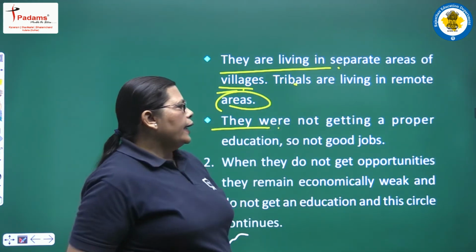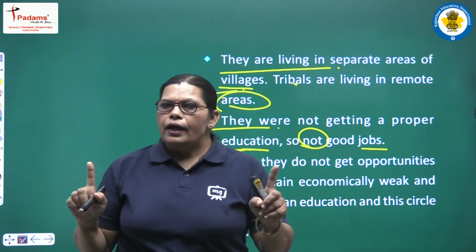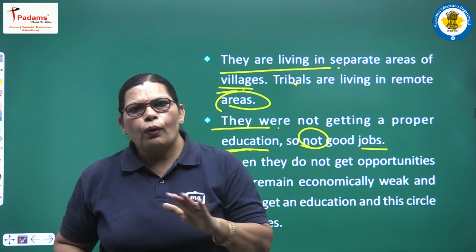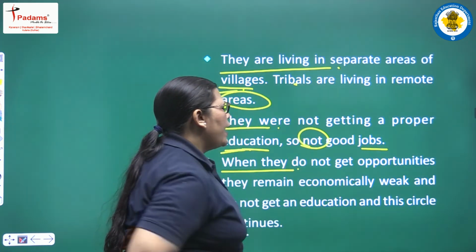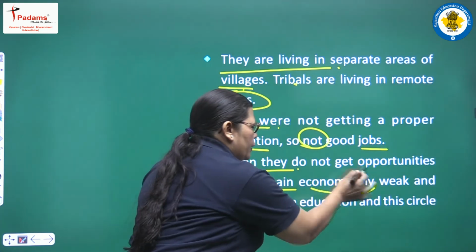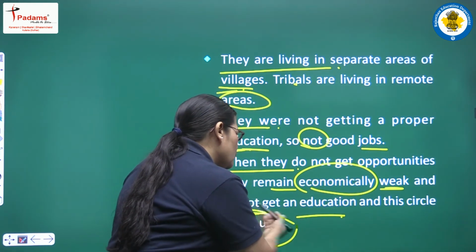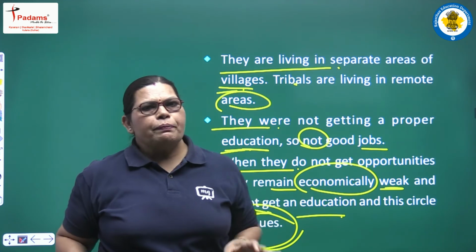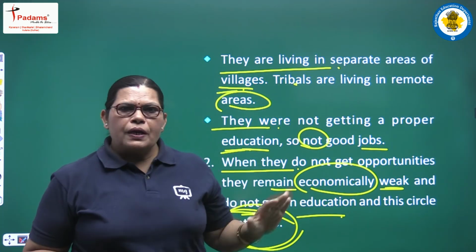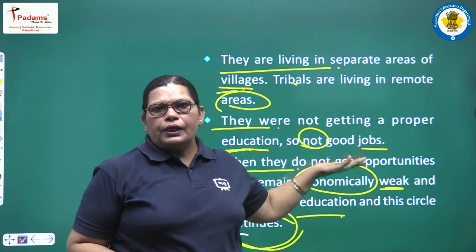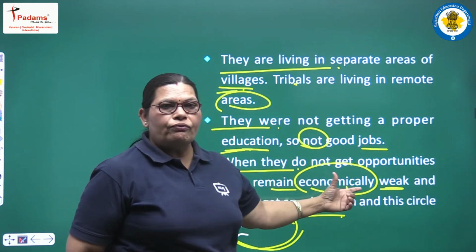Next point is here, they were not getting a proper education, so not good jobs. Again the important thing here, when they had no proper education, then no proper jobs are there for them. When they do not get opportunities, they remain economically weak and do not get an education, and this circle continues and continues and continues. अब आप समझ पा रहे होंगे कि एजुकेशन का कितना इम्पॉर्टेंट रोल है हमारी ज़िंदगी में. When we notice the education level of any person, then it seems that the whole scenario is noticed with the economically weak position.